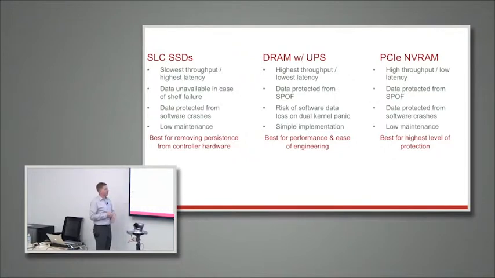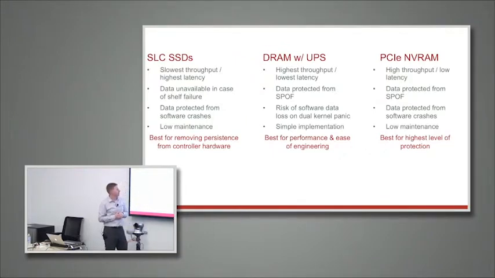Very low maintenance. There's nothing that really needs to be maintained with that. DRAM with the UPS, certainly the highest throughput, lowest latency. It's just going straight into the system DRAM. They're not having to copy it anywhere. Don't even have to put it on a PCI bus. Again, there are some interesting data protection issues around it with things like a kernel panic that could, UPS or not, completely wipe out your system memory. They do replicate it to multiple nodes, so I guess as long as you don't have simultaneous kernel panics, you're okay. And very simple to implement.